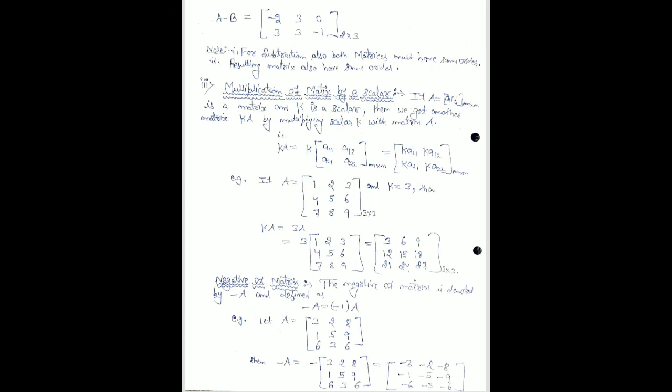At last, how can we find the negative of a matrix? The negative of a matrix is denoted by -A and is obtained simply by multiplying each element of A with a negative sign. For example, we take matrix A that contains elements 3, 2, 8, 1, 5, 9, 6, 3, 6, and its negative is simply obtained by multiplying a negative sign with each element of A.